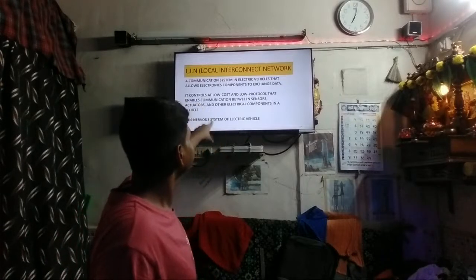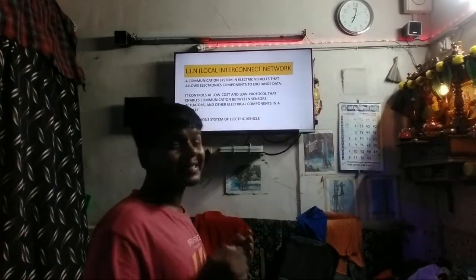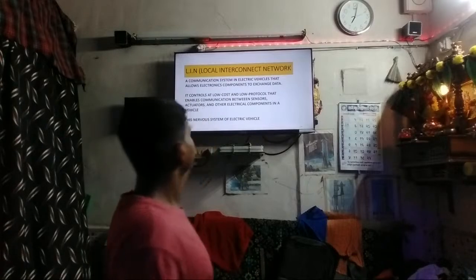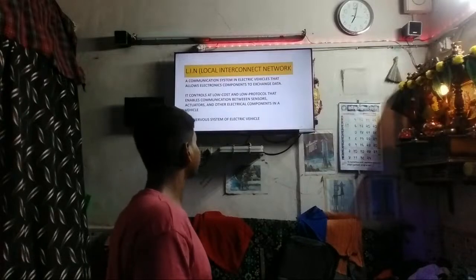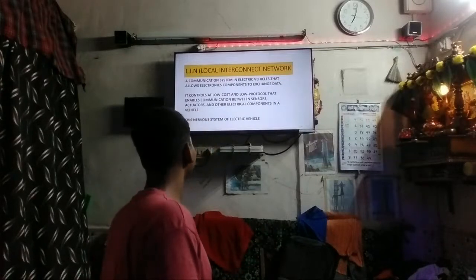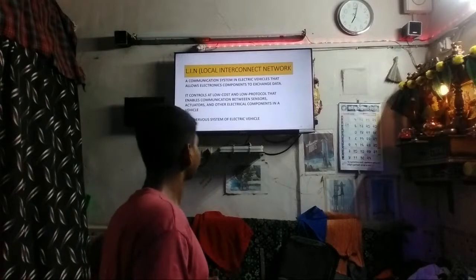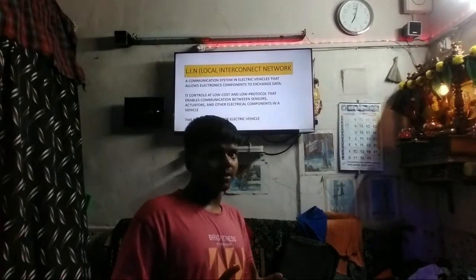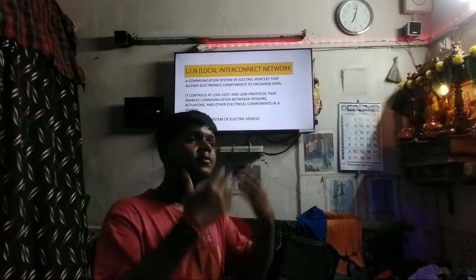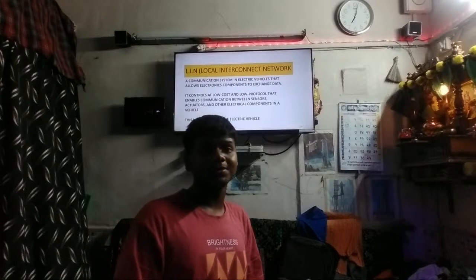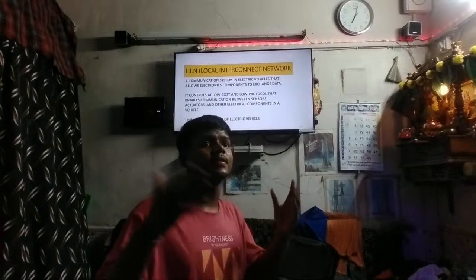The communication system in electric vehicles that allows the electronic components to exchange data. It operates at a low cost and with a low protocol that enables communication between the sensors, actuators and other electrical components in a vehicle. In simple meaning, this is the nervous system of your body. The nervous system keeps you conscious in your day-to-day life because you have to sense reality.